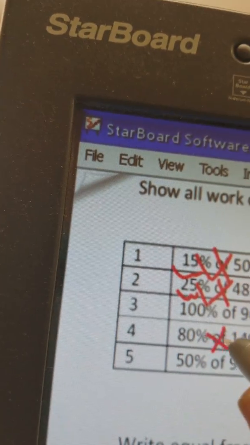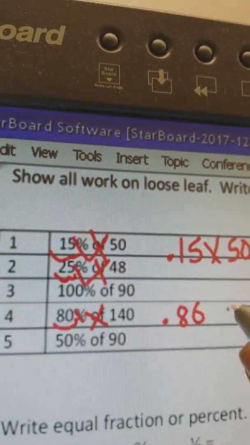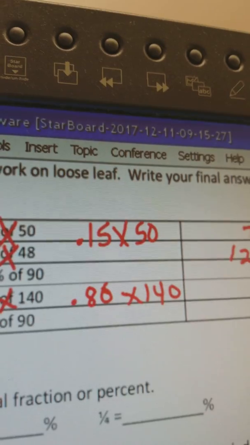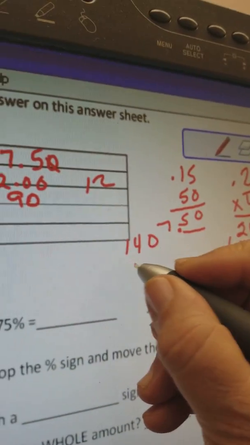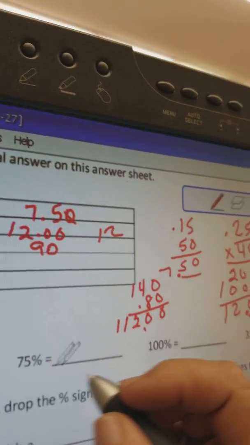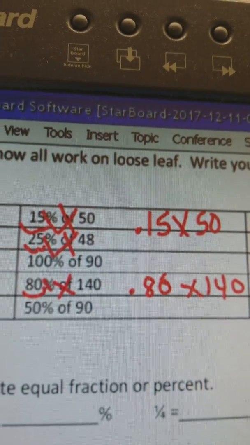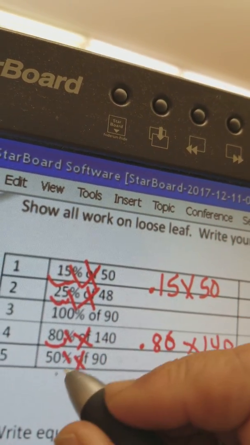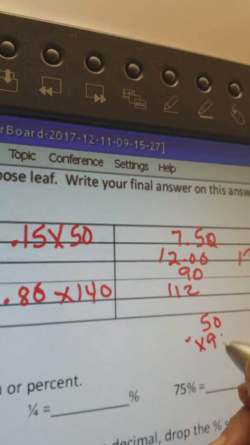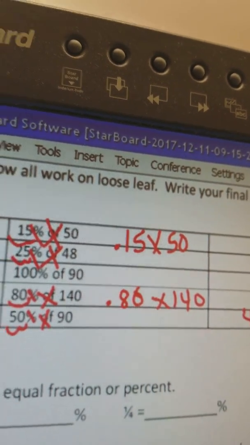80%, again, you change "of," drop the percent sign, your problem becomes 0.80 times 140. You do your math. Ask yourself how many places behind the decimal? 2, and your answer is 112. 50% of 90, again, you change "of" to multiply, drop the percent, move twice. 0.50 times 90, or 50% is half. What is half of 90? The answer is 45.